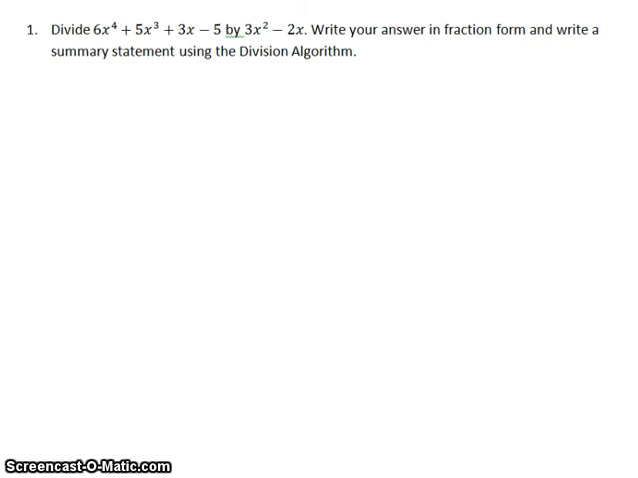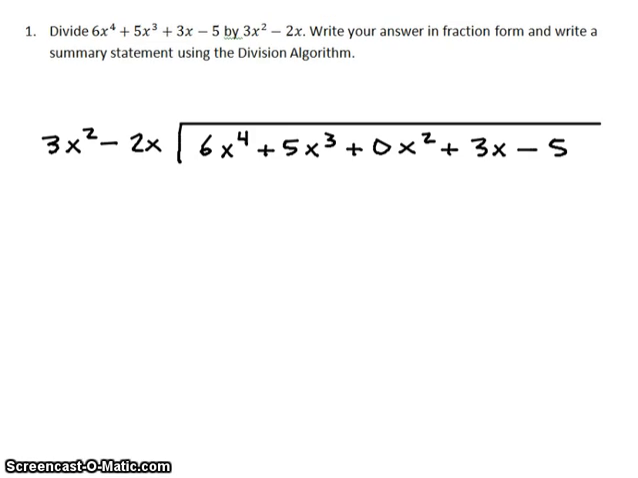Alright. Let's go ahead and start off with problem number 1. We got to divide 6x to the fourth plus 5x to the third plus 3x minus 5 by 3x squared minus 2x. So we first got to set it up, right? Okay, so here we have it set up, and the thing that you should take note of is that I added a 0 times x to the second as a placeholder.